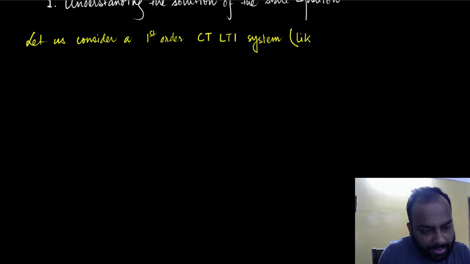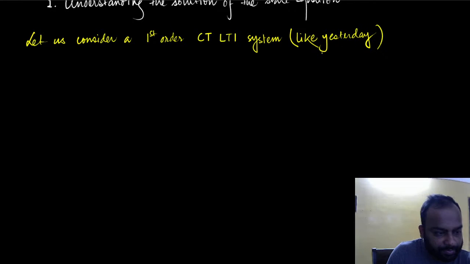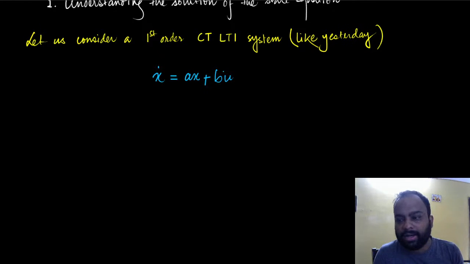So that is something like we did yesterday, right? So let's consider a system and say the system is governed by this differential equation: x dot is equal to ax plus bu. Okay, that's a scalar version of the state equations we have been seeing so far, right?